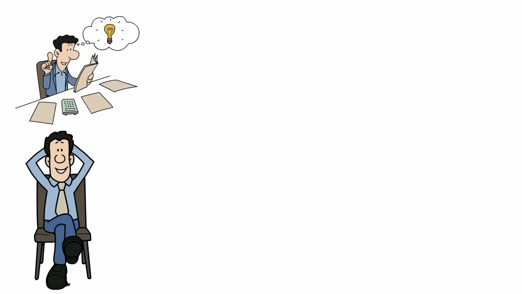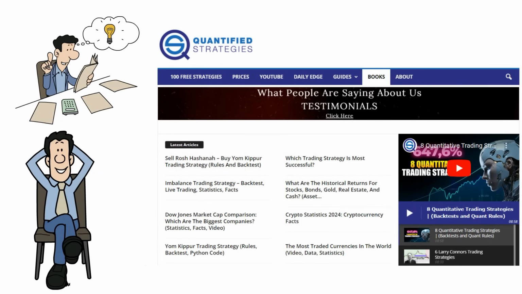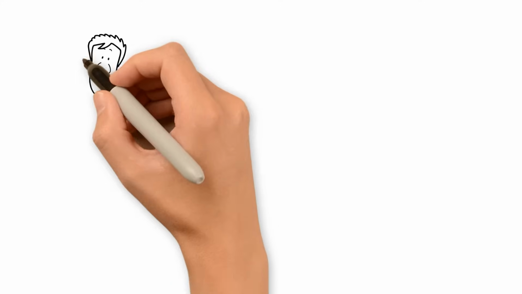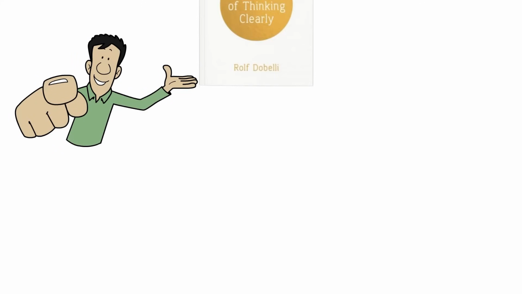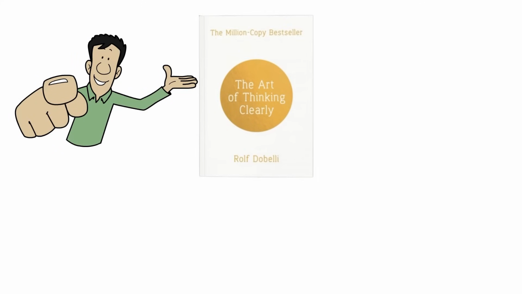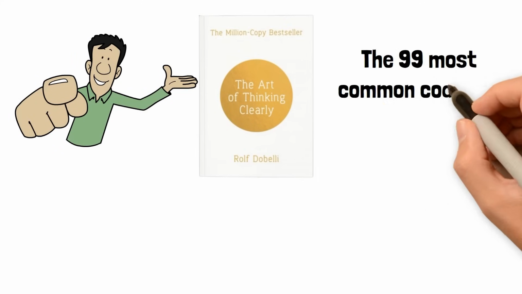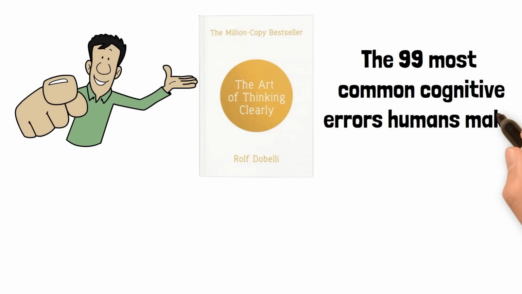We've covered many trading biases on our website, quantifiedstrategies.com, but we also recommend reading Rolf Dobelli's book called The Art of Thinking Clearly. This is an easy read about the 99 most common cognitive errors humans make.